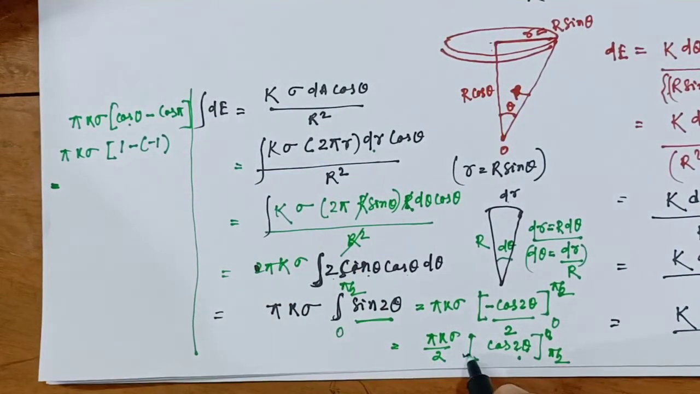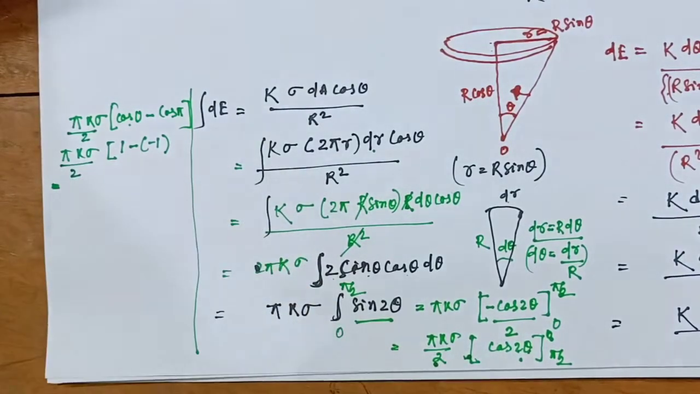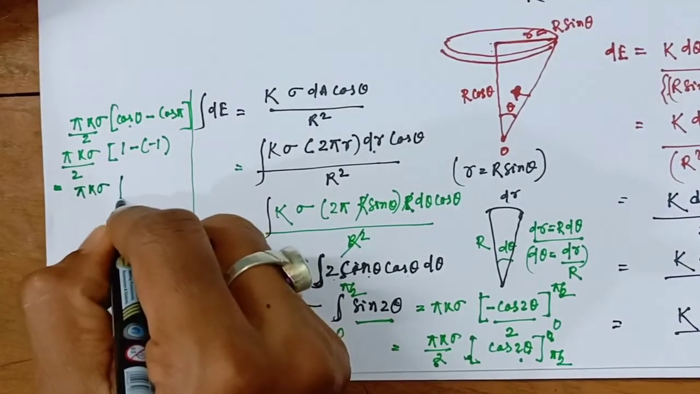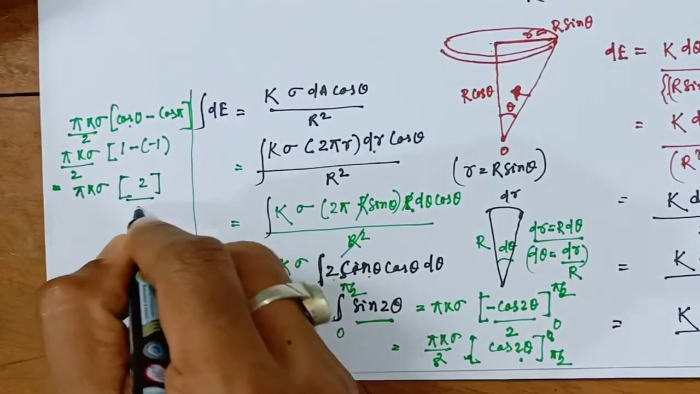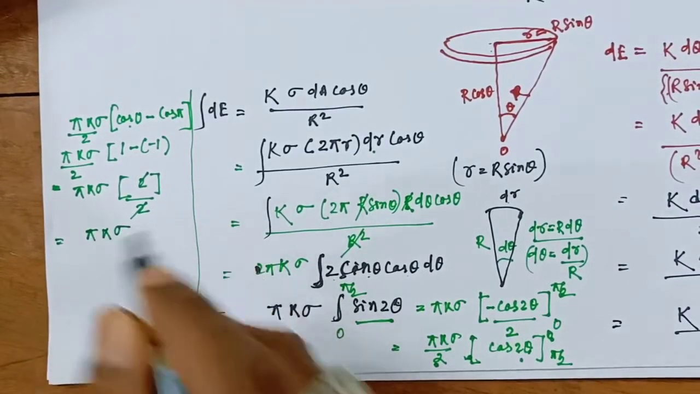The factor 1 by 2 is already here, so I must introduce the 1 by 2 that I missed. This is my 2, so the expression is coming pi k sigma, this is 2 upon 2. This 2 cancels, and the expression is coming pi k sigma.